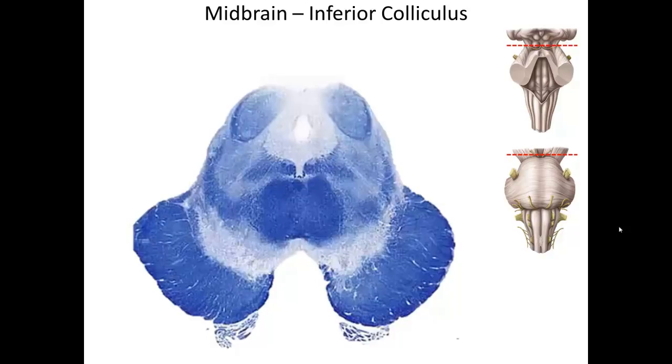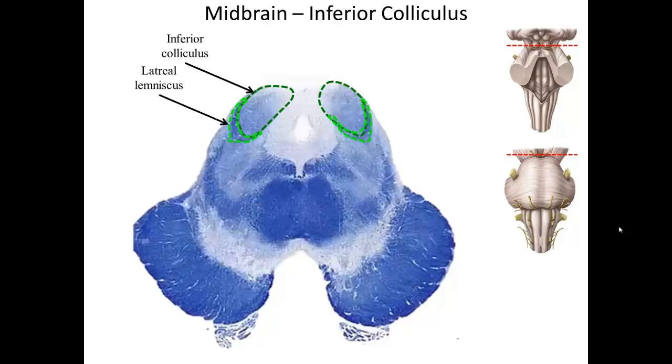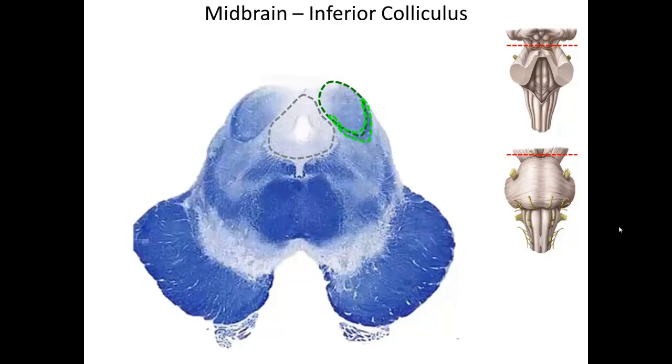When looking at specific tracts and nuclei on this level, let's start with the structures that define this level, the inferior colliculi. Since these are involved with auditory reflexes, it makes sense that the lateral lemnisci would synapse here. The lateral lemnisci are ascending fibers from the cochlear nuclei. Anterior medially to these colliculi, we find the periaqueductal gray matter, which surrounds the cerebral aqueduct.